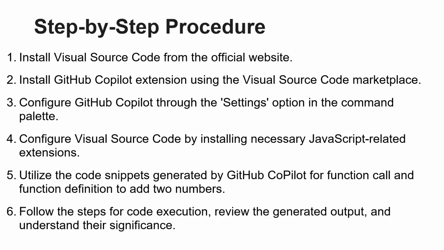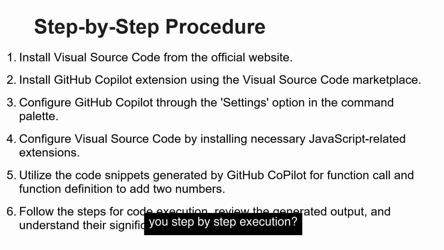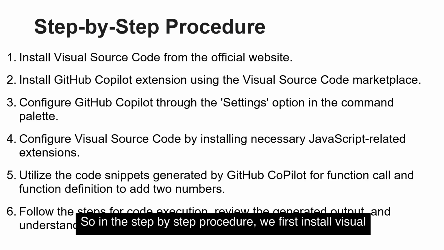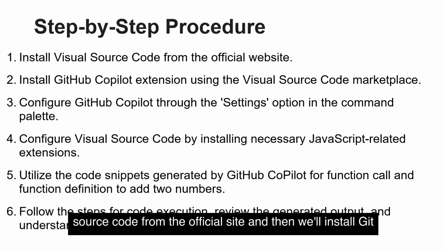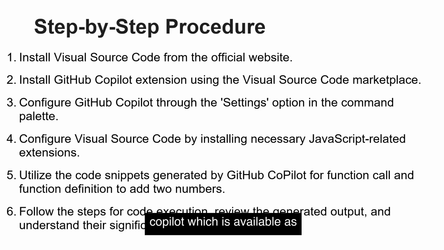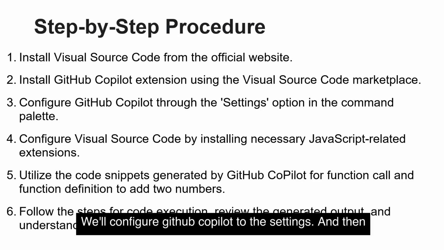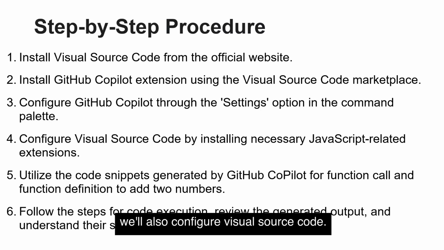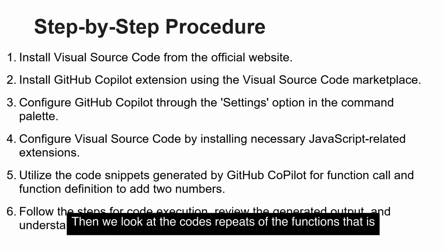So in the step by step procedure, we'll first install Visual Source Code from the official site, and then we'll install GitHub Copilot, which is available as an extension to Visual Source Code. We'll configure GitHub Copilot to the settings, and then we'll also configure Visual Source Code.